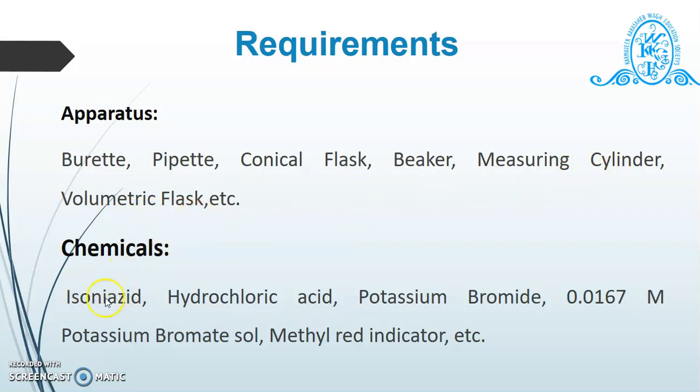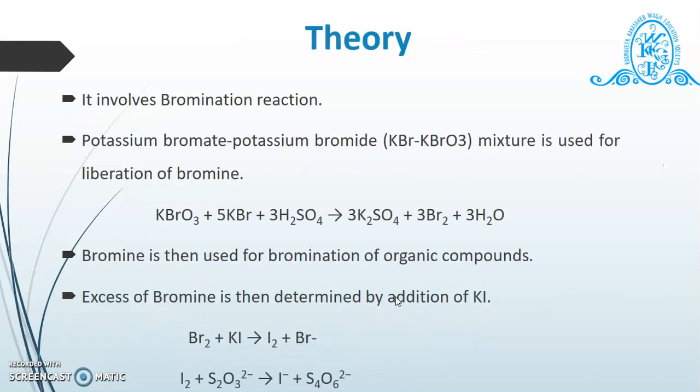And chemicals such as isoniazide, which is our sample, then hydrochloric acid, potassium bromide, 0.0167 molar potassium bromate solution, and methyl red, which is used as an indicator. Now let us see the theory involved in this assay. It involves the bromination reaction, meaning bromatometric titration is involved.